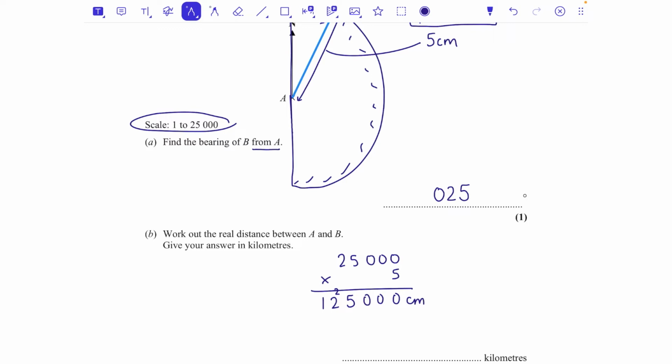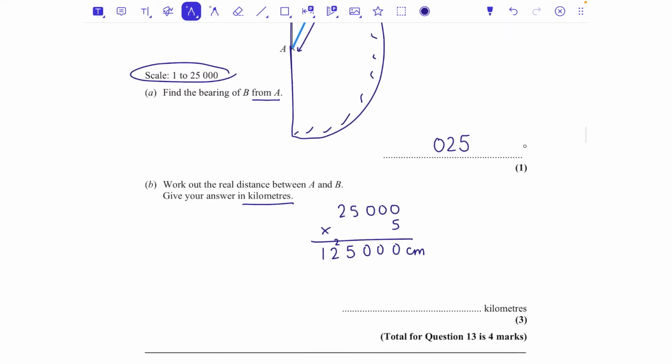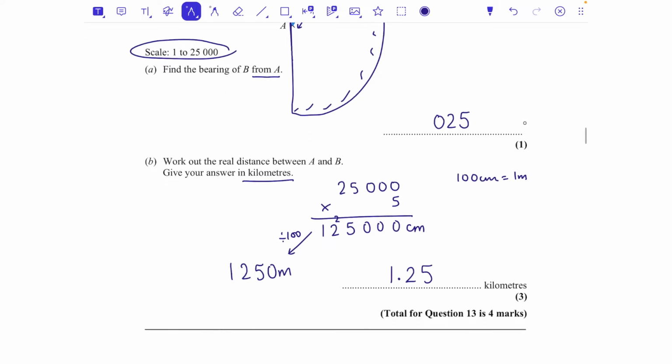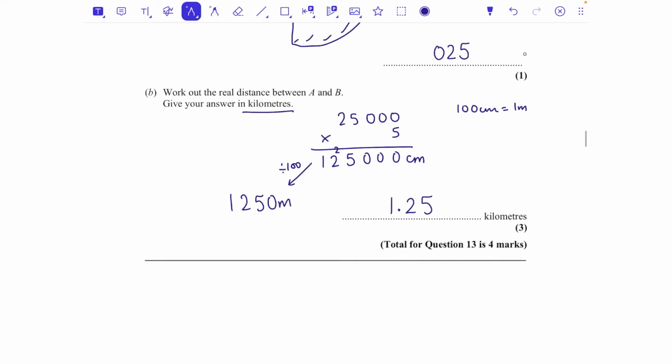But I don't want my answer in centimetres, I want it in kilometres. So the first thing I'm going to do is get it into metres. 125,000 centimetres, 100 centimetres is a metre. So if we divide by 100, that's going to be 1,250 metres. I've divided by 100 to get it into metres. And then I know that every 1,000 metres is a kilometre, so just dividing by 1,000, 1.25 kilometres would be your answer. But again, you'd be allowed anything from 1.2 up to 1.3 because of the tolerance that was allowed there.